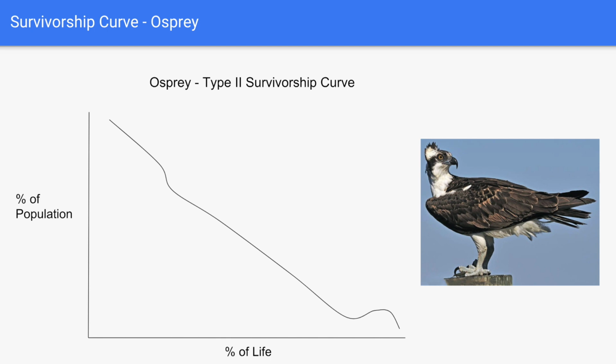An example of a survivorship curve in the estuary and wetland environment would be that of the osprey. The osprey represents a type 2 survivorship curve because the individuals die out at a relatively constant rate, compared to a type 1 survivorship curve where most die out towards the end of life, versus a type 3 survivorship curve where most die out at the beginning of life. The osprey remains constant. Therefore, it represents a type 2 survivorship curve.